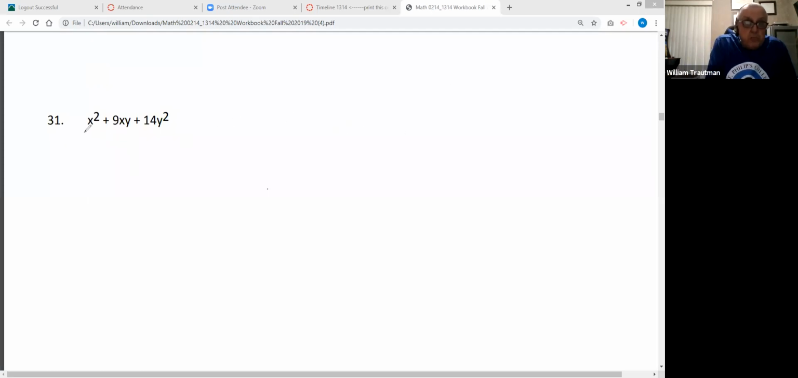It's 3 terms, 1, 2, 3. The number in front of x squared is 1, so I'm going to use my steps. The last term is 14. 1 times 14, 2 times 7. That's what 14 is. Which pair will add or subtract to equal the middle term, 9?